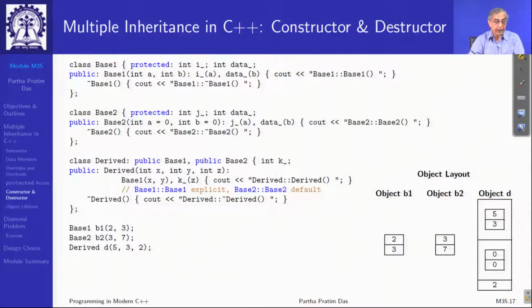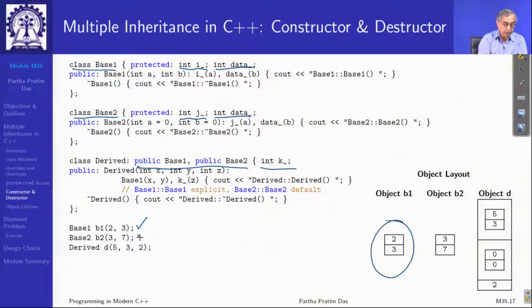So, if we do that, then we have a base 1, the earlier example, int i and data, base 2 with int j and data here, and I have a multiple inheritance here which adds another member. So, if I construct a base 1 object, I will get something like this. I do a base 2 object, I will get something like this, and if I do a derived object, then I will get this base 1.